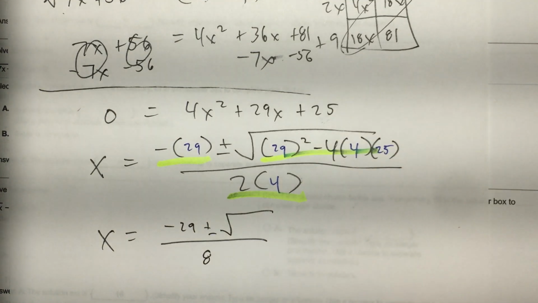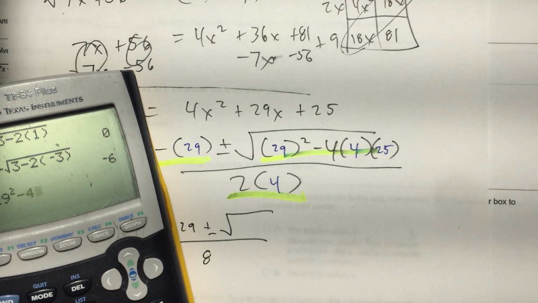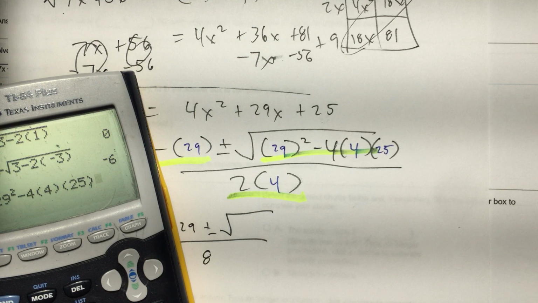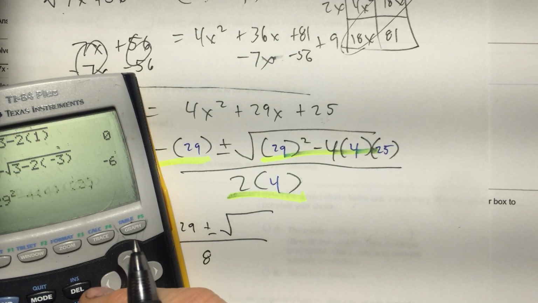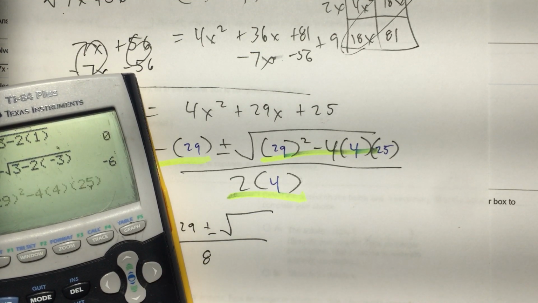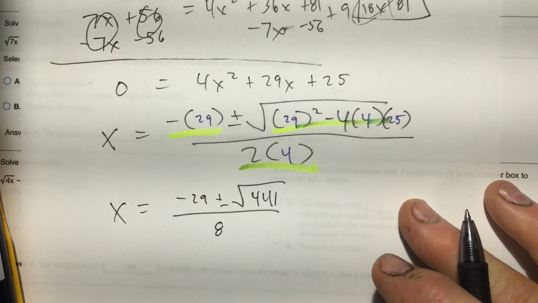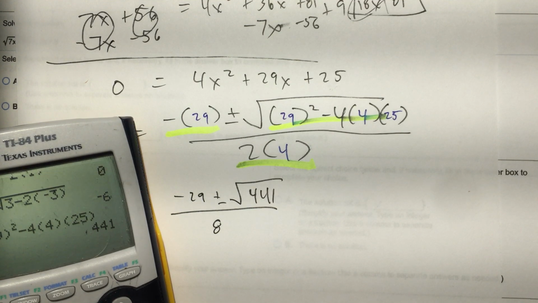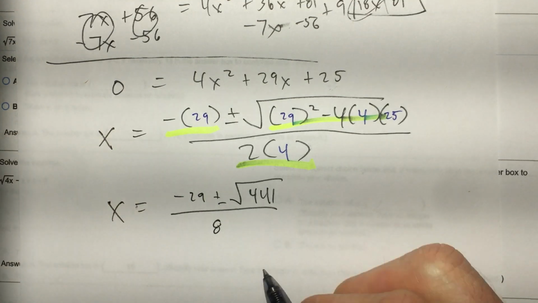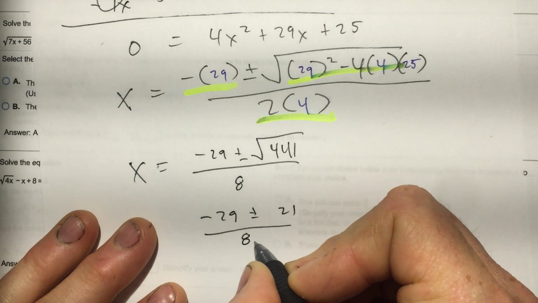And then in my radical, I'm going to get the calculator out here. 29 squared minus 4 times 25. Oops, I didn't get my parentheses in there. All right, so I think I'm good now. 441. Now I do that radical, so I'm going to hit the radical of that answer. All right, 21. Good. So it's negative 29 plus or minus 21 divided by 8.